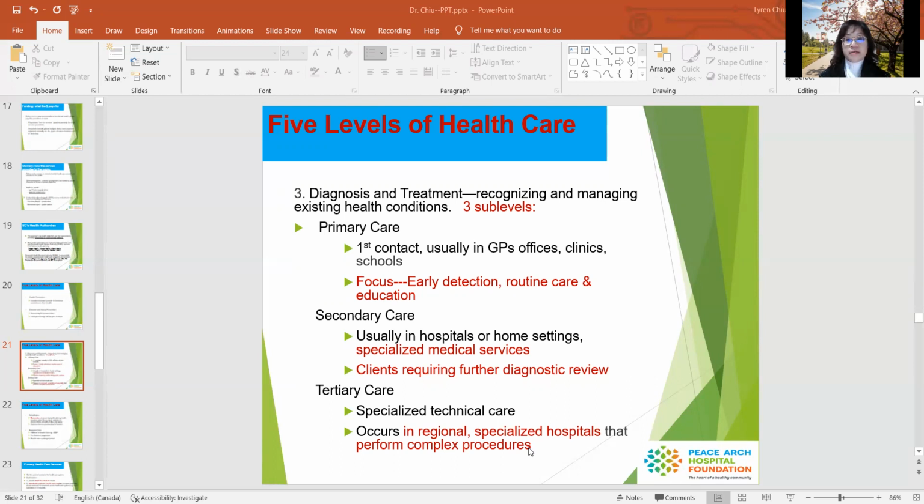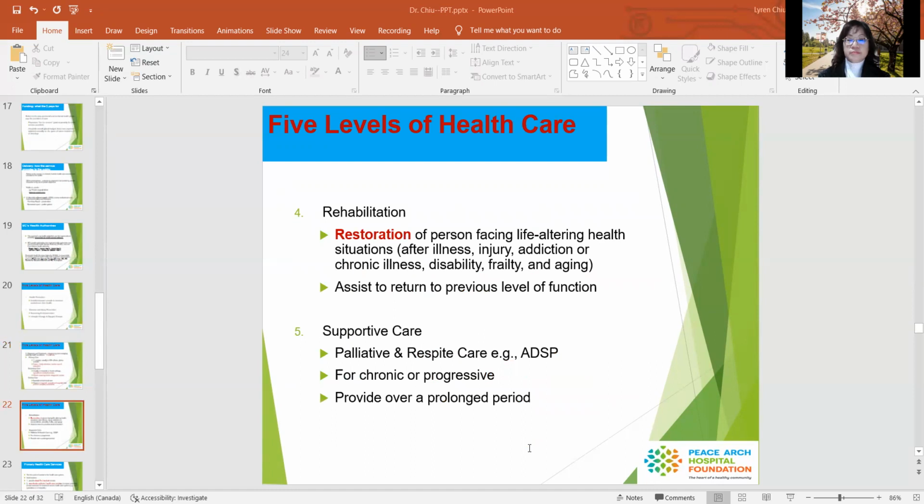Secondary care is usually in hospital or home settings, with specialized medical services. Clients who require further diagnostic review also go to secondary care. Tertiary care is specialized technical care. It occurs in regional or specialized hospitals, where they perform more complex procedures.